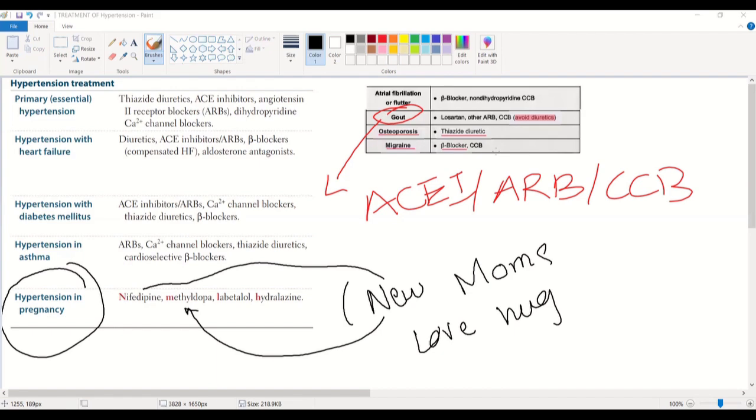In atrial fibrillation and flutter, we use beta blockers and non-dihydropyridine calcium channel blockers. Can anybody tell me the names of non-dihydropyridine calcium channel blockers? Yes, verapamil and diltiazem. Right. Okay.